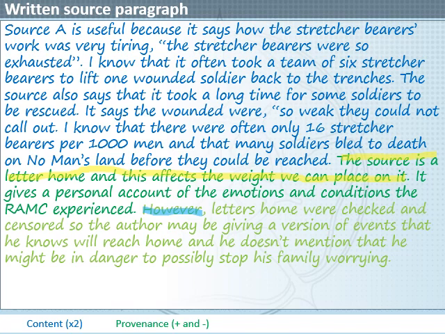And I've applied my knowledge of the period and the evidence to do that. So I presented, yes, it's a letter home, but that's a problem. And that's a problem, right? Because I know that letters home were censored. And that might affect what our author has written.